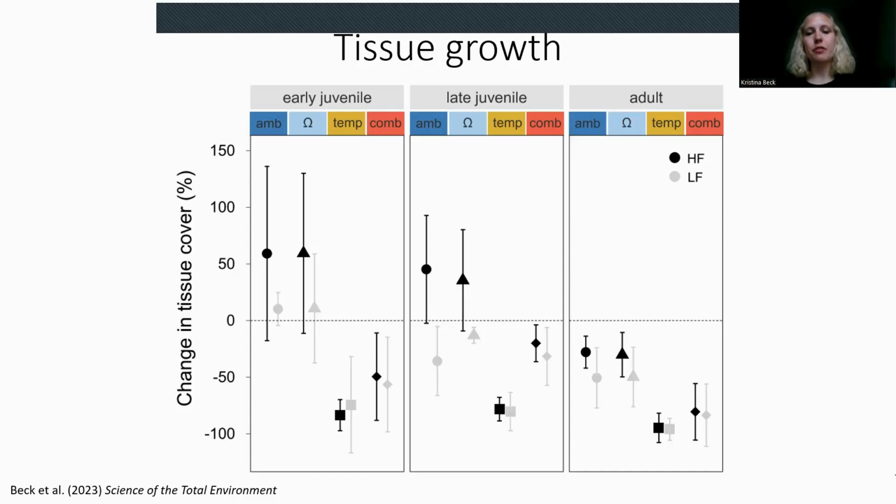And they also reduce their tissue coverage in the 2 treatments with elevated temperature. So you can clearly see a decrease in the tissue cover in these 2 treatments. And we see a completely different picture for the adults, because they reduced their tissue cover in all 4 treatments and under both feeding conditions. So a clear difference between the life stages and the treatments here.